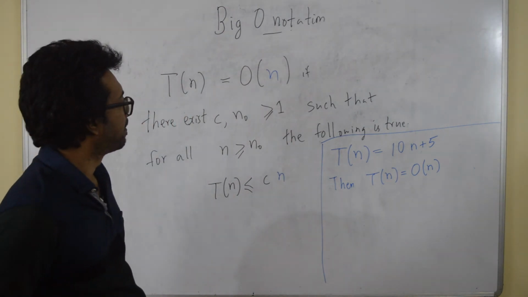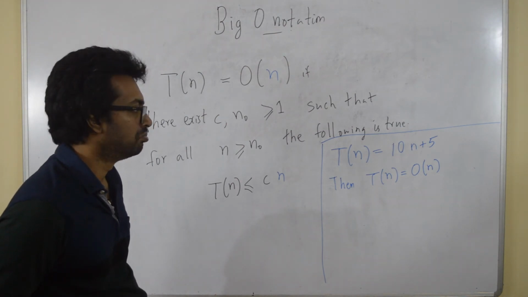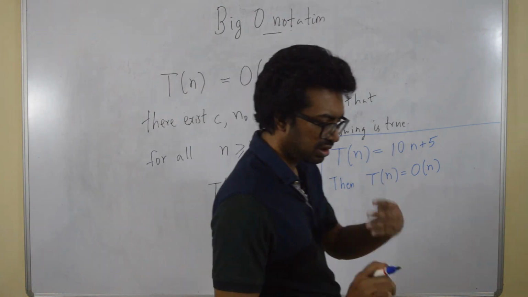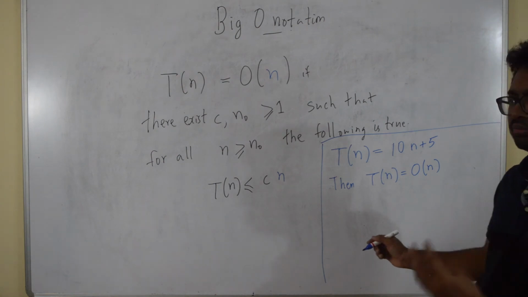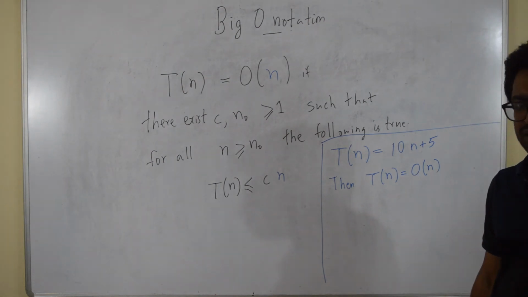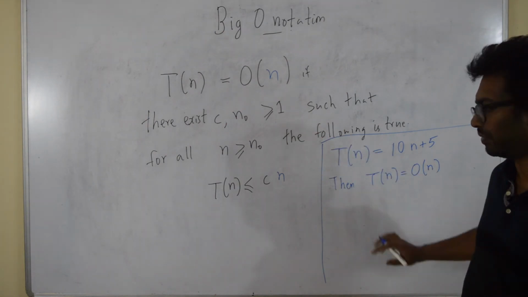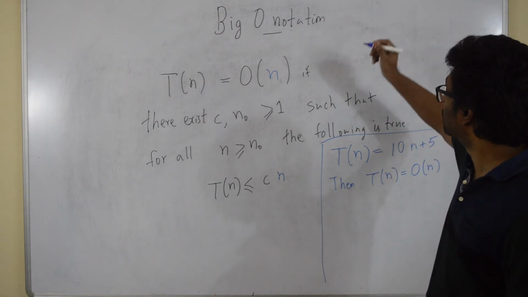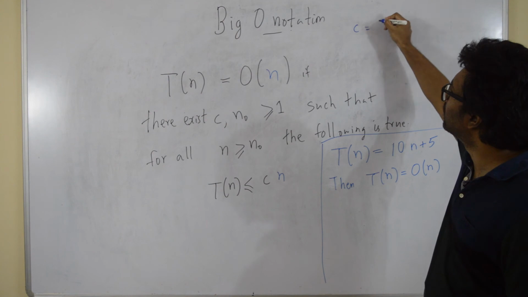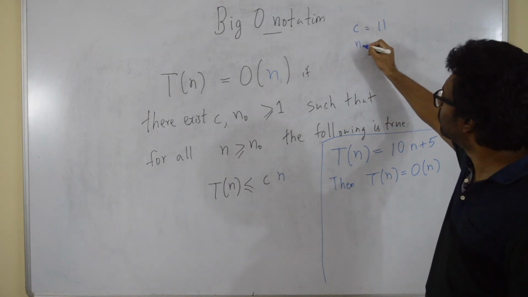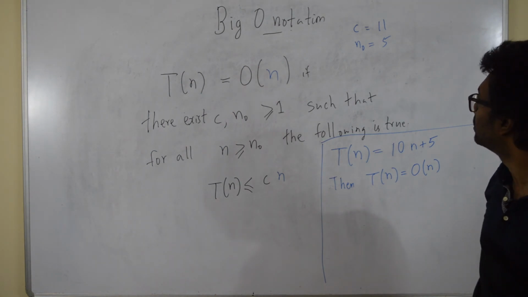What are the two constants? What is the constant I am going to pick? Let me just state something. There might be better constants, but I'm going to choose constants so that you can prove this fact very easily. So the constants I'm going to choose are the following. Pick C to be, let's say, 11 and n0 to be, let's say, 5. These are my constants, 11 and 5.